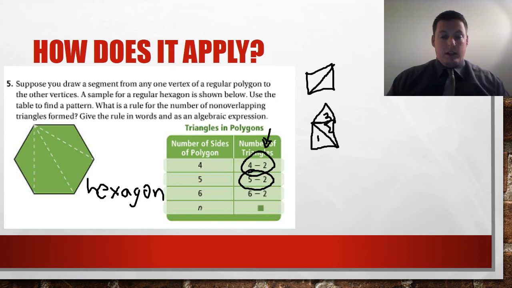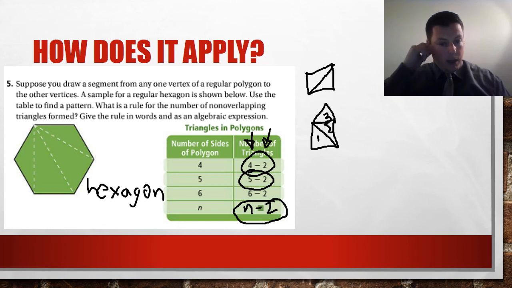So when we're trying to make this equation, this is the number that's changing, the number of sides, so that's going to be our n. The other number is what's staying constant, so we're just going to rewrite that. So our equation for the number of triangles that are inside a polygon, if you're just drawing from one vertex, so non-overlapping triangles is what it says in the problem, is always n minus 2.